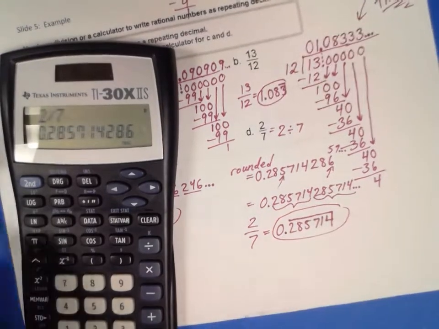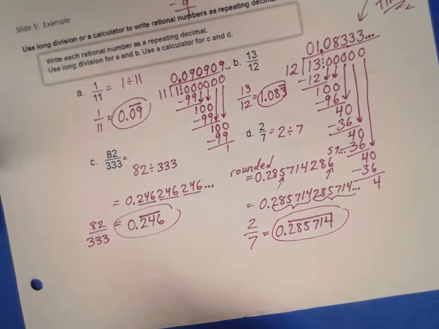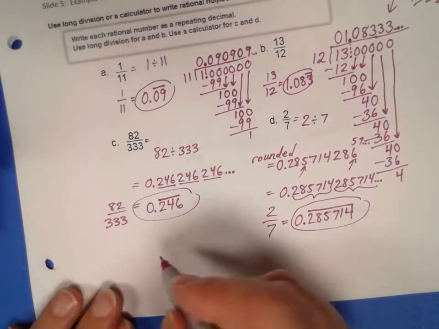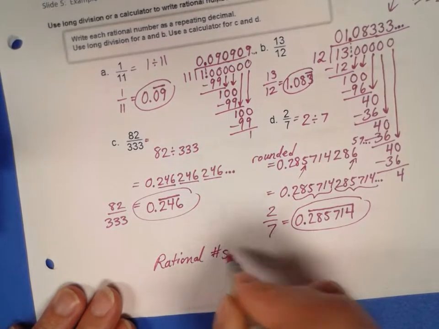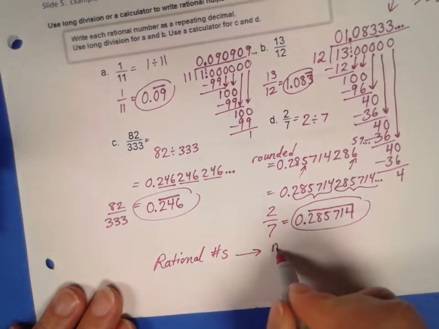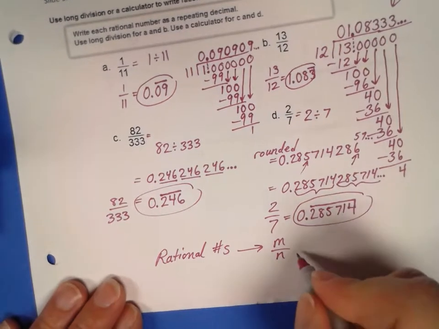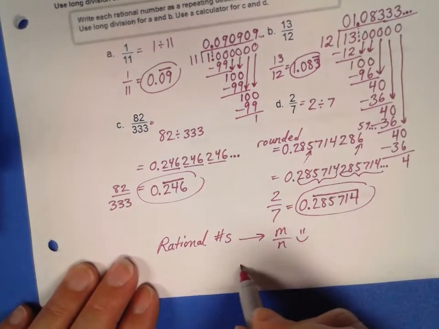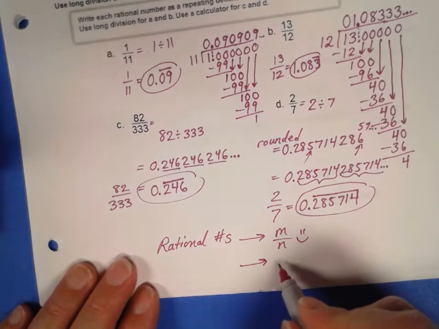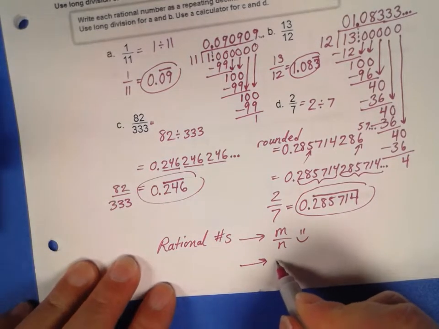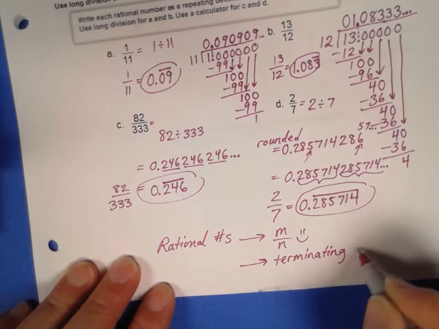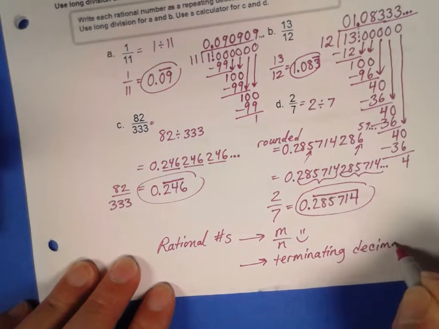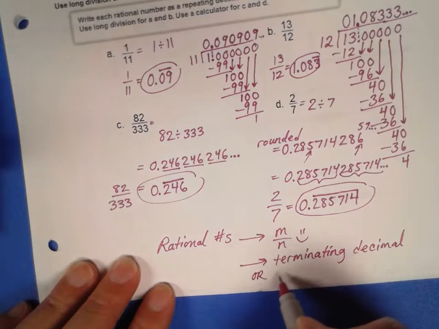Again, today what you're learning to do is test to see if a number is rational. First of all, rational numbers can be written as m over n. This is awesome because if they can, then secondly, you're going to be able to turn them into either a terminating decimal or a repeating decimal.